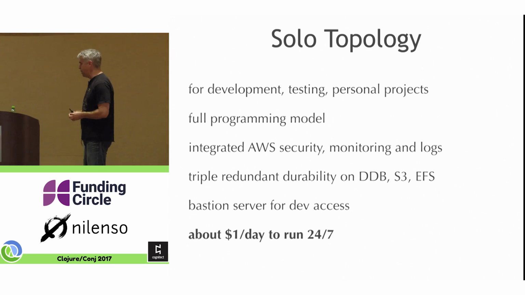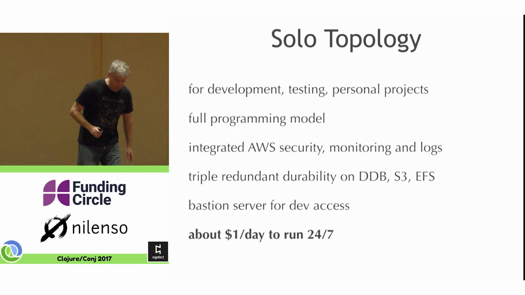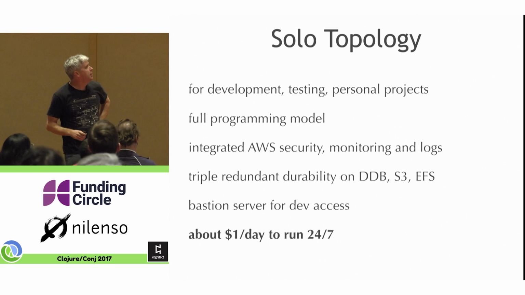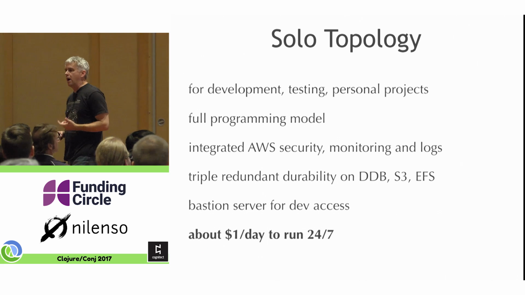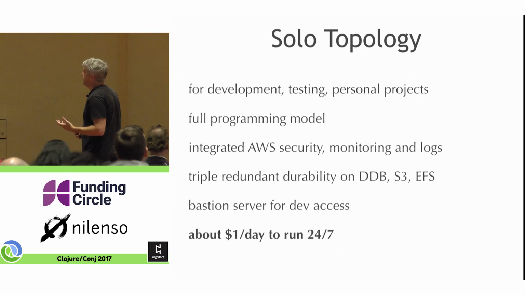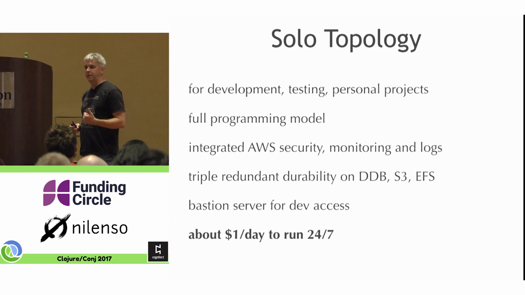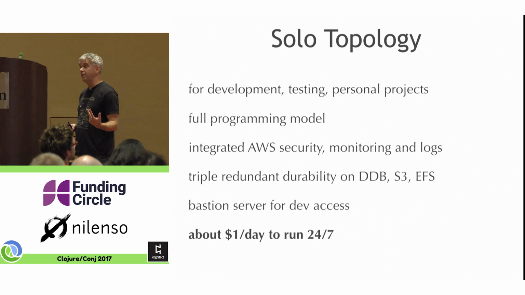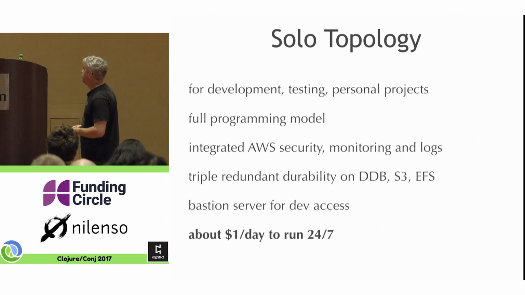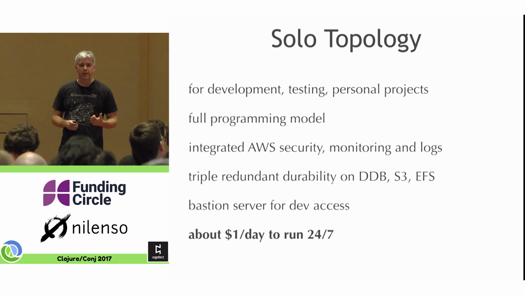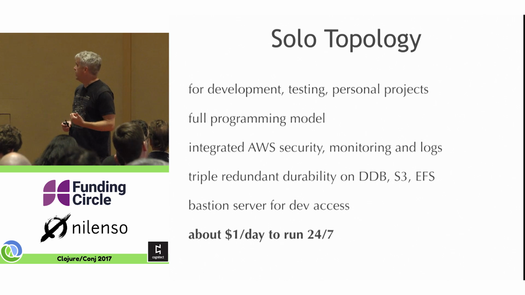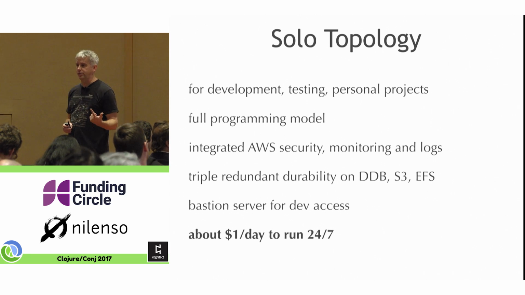And I actually am going to come down where I can see these slides so that I remember all the points. The primary entry point for this is a thing called the solo topology. The solo topology is an instance of Datomic Cloud that is suitable for development, suitable for your test system, suitable for CI. Our CI system uses one of these. Suitable for personal projects. It delivers the full programming model of Datomic, and it integrates AWS security and monitoring. It's triply redundant durability. Everything in Datomic Cloud is stored in Dynamo and in S3 and on EFS.